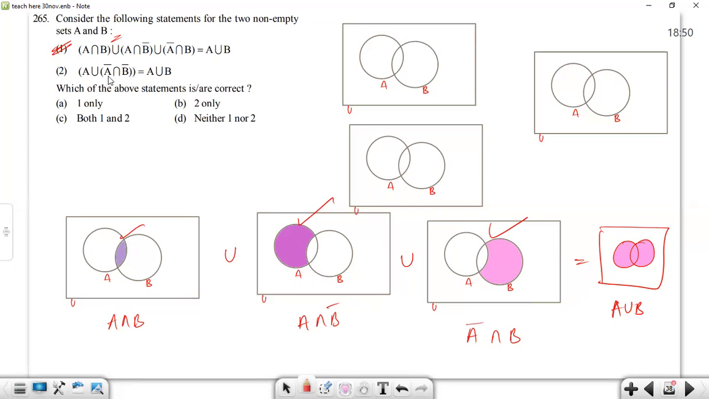Discussing the second: A complement. So what is A complement? This is A complement. A complement and B intersecting with B complement. What is B complement? This is B complement. Okay, and what is the intersection of both? What is common in these two diagrams? Where is pink common in these two diagrams? The universe, outside A and B circles.